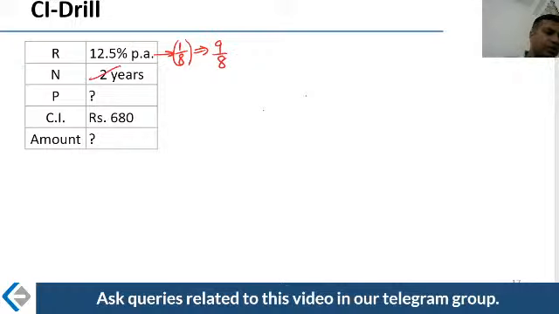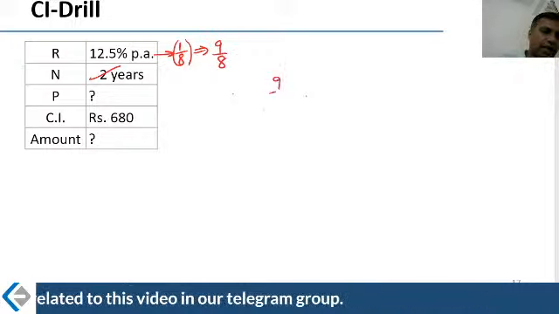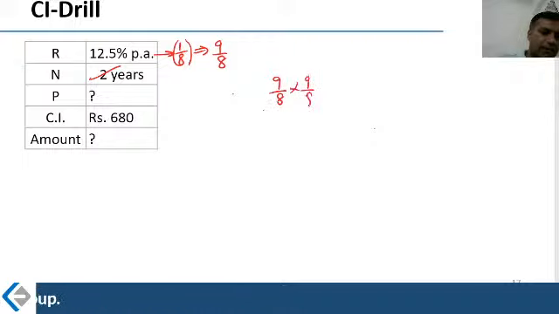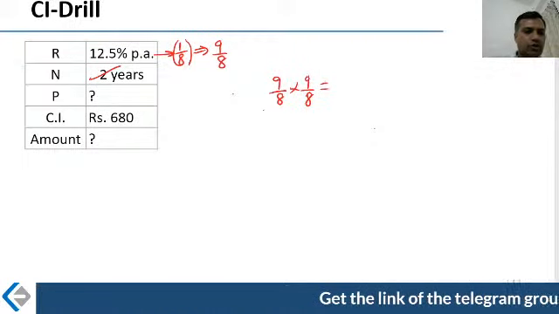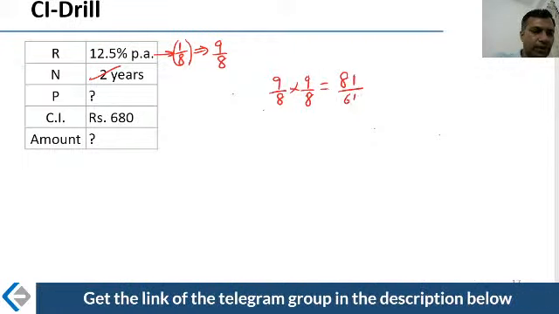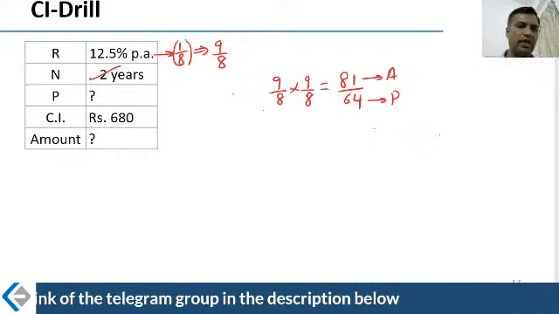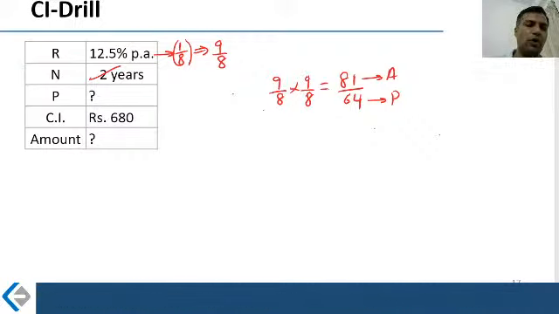How long? 2 years. Therefore, what should I write? Write the prototype 9 by 8 into 9 by 8. Good, 81 by 64. What is this 64? Principal. What is this 81? Amount. If 64 was the principal, had you deposited 64 rupees, the outstanding amount would be 81.